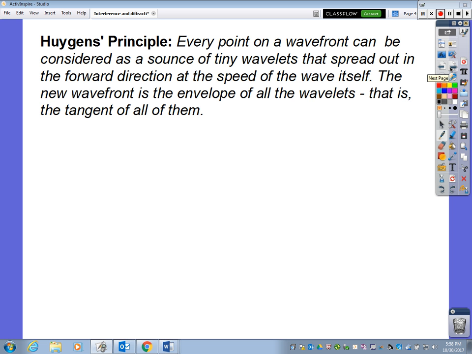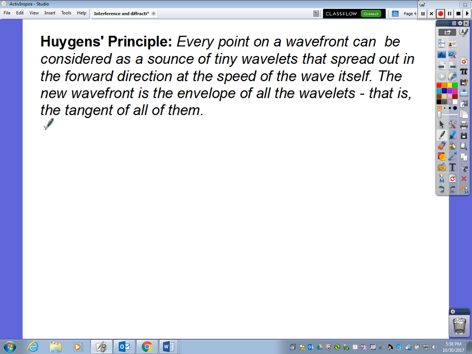So, Huygens' principle. Huygens' principle says every point on a wavefront can be considered as a source of tiny wavelets that spread out in the forward direction at the speed of the wave itself. The new wavefront is the envelope of all the wavelets that is tangent to all of them.